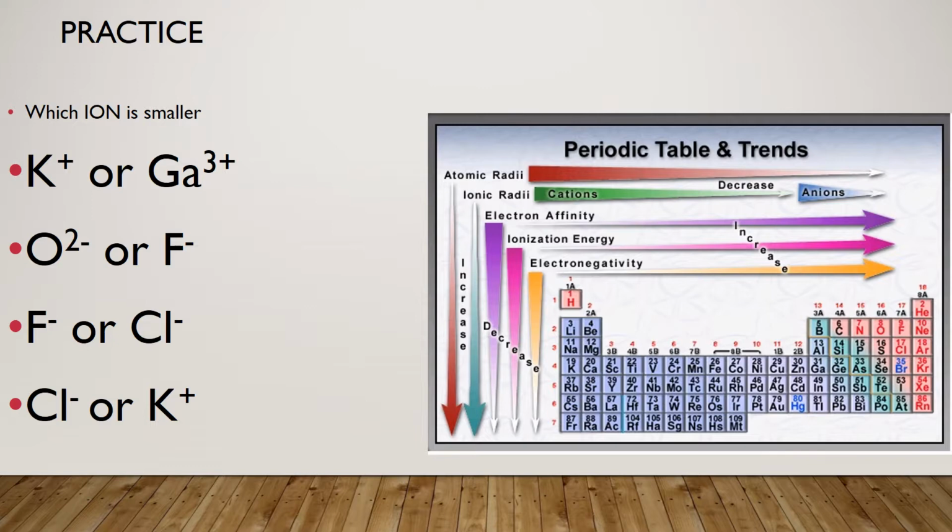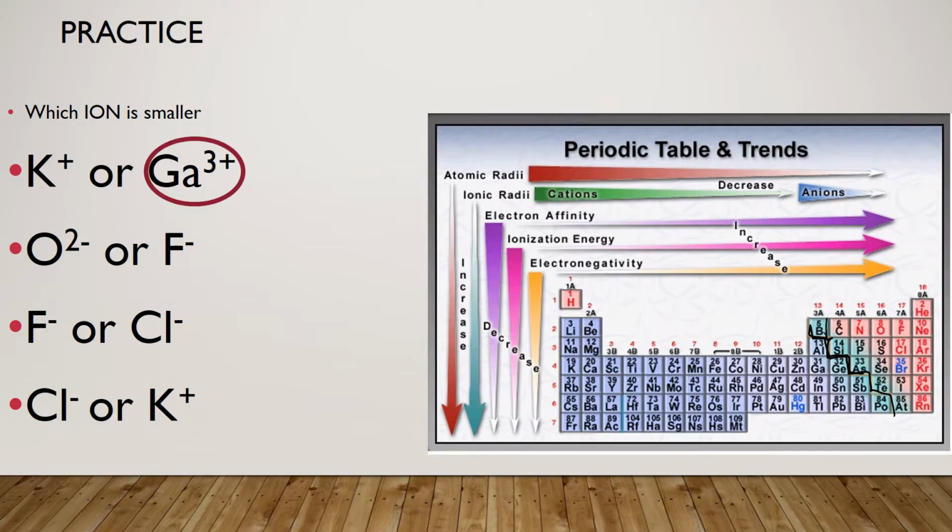Okay, ion practice. Ion stuff gets a little bit harder because it has that weird trend, particularly as you're going from left to right. So we have potassium and gallium. Those are both cations because they're both metals, because remember the line that divides the metals is over here. Gallium is still a metal, so it's going to be a cation. As you go from left to right, cations get smaller. That tells you that gallium is going to be the smallest.